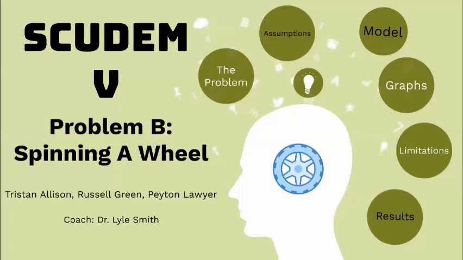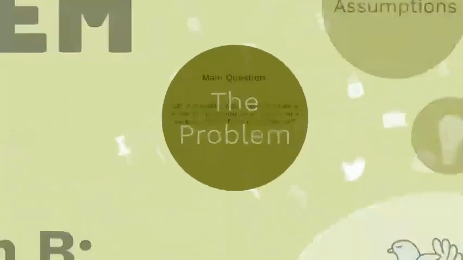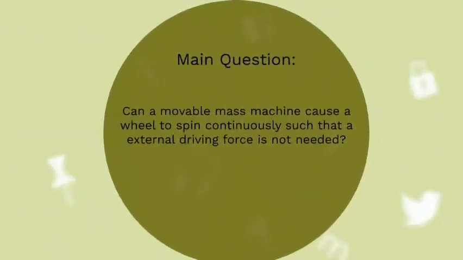For our project, we chose problem B, which is spinning a wheel. The wheel has a bird on top of it that moves in a way that causes what looks to be perpetual motion. We want to figure out why exactly this happens. So the main question we had is, can a movable mass machine cause a wheel to spin continuously such that an external drive force is not needed?